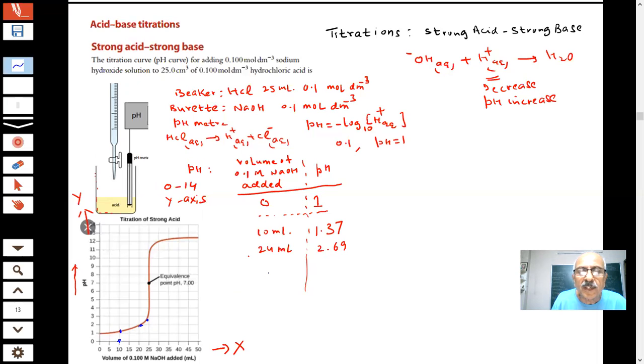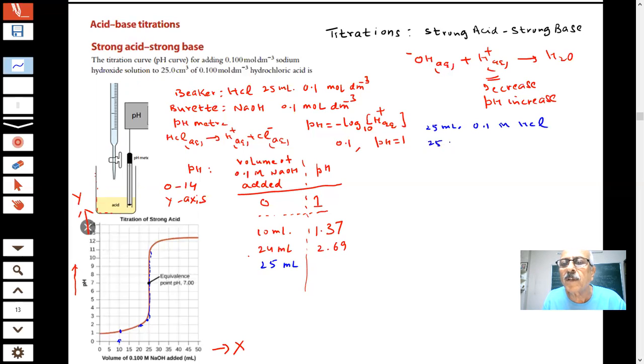After 24, if I add 25 milliliter, what will happen? You can see the pH immediately rising. Can you see this? This is the pH. Up to 24, very slow, but as soon as 25, pH rises. Why? Because if you have taken 25 milliliter of 0.1 molar HCl.